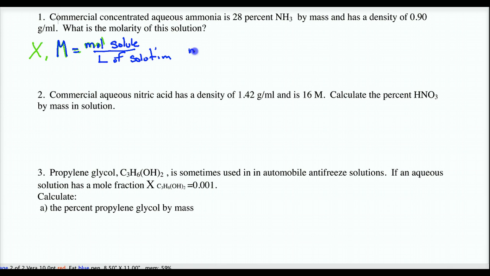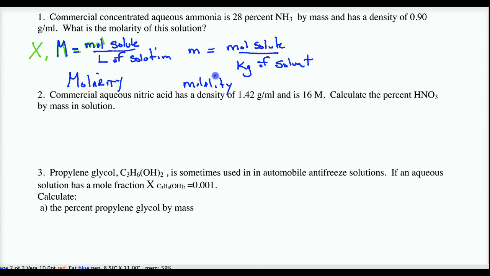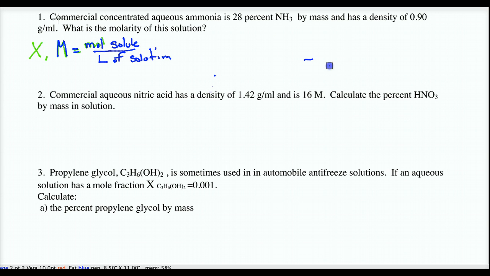And we also have little m, which is molality. This is molarity, this is molality, and this is moles of solute over kilogram of solvent. A little bit different. Molarity, molality. Okay? So, given that, let's look at the problem.